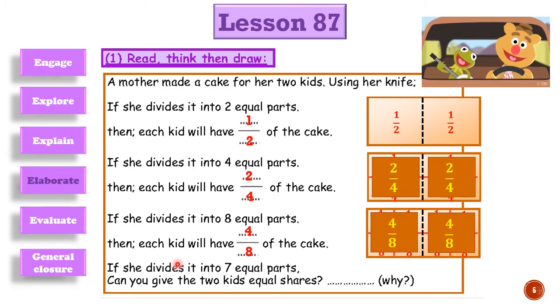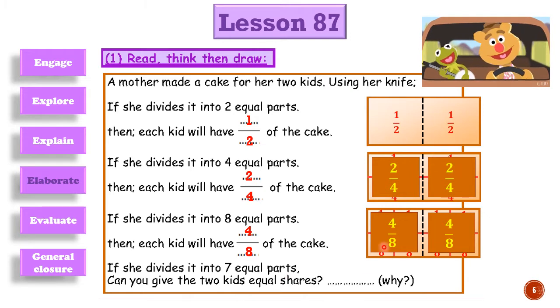Now, what did you notice here? Half, 2 fourths, and 4 eighths. What is the relation between them? Okay, they are all equal in value. Half equals 2 fourths equals 4 eighths. Good job.